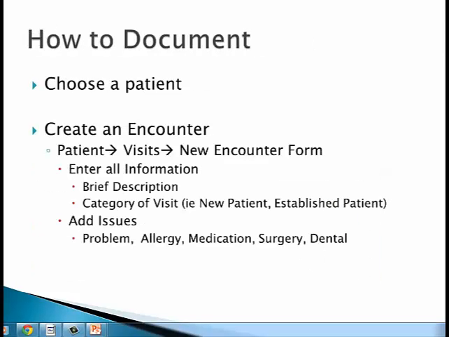So to start with, on how to document, first we need to choose a patient. Once we choose the patient, we want to open an encounter for that patient. That is, we want to open the visit. As I mentioned, a medical record is all the visits together. Today's visit is called an encounter. So we're going to click on the patient, click on the new encounter form, and enter all the information. A brief description of why they're here, whether it's a new patient or an established patient, and the issues they're coming in for, the problem. We want to document on allergies, medications, previous surgeries, as well as dental history.